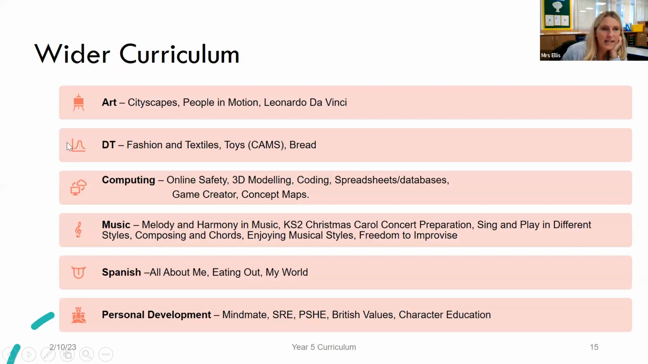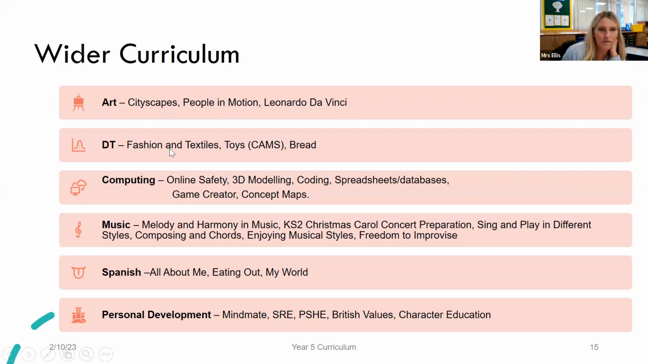Other topics that we teach. So we've got art. Art in Year 5 is taught by Mrs. Middleton on a Monday afternoon. So currently they're looking at cityscapes, doing lots of observational drawings, and looking at how we can draw buildings and add shade and tone to those. Then we look at people in motion, how we draw characters and figures moving. And then we have a topic study on Leonardo da Vinci.